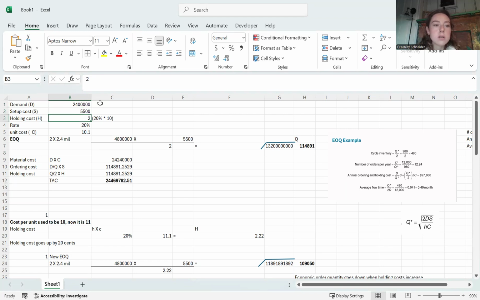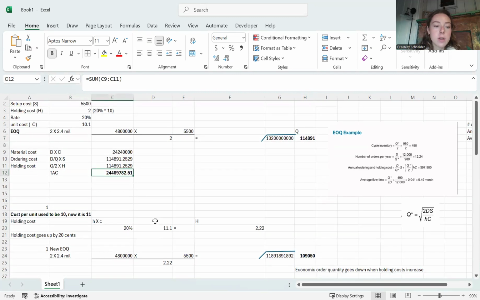Then we have a holding cost of $2, which is our holding rate times our unit cost. And then we have the rate again here and our unit cost, which we pulled from here, plus 10 cents variable cost. So then that gives us a total EOQ of 114,000 as we saw in the quiz. And then I calculated our total annual cost, which is north of $25 million.